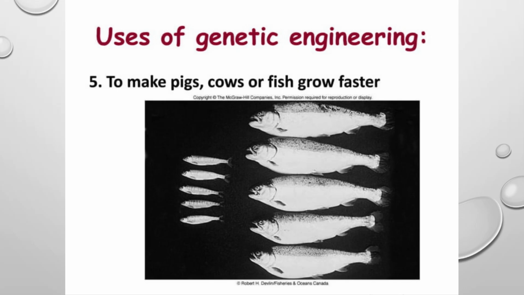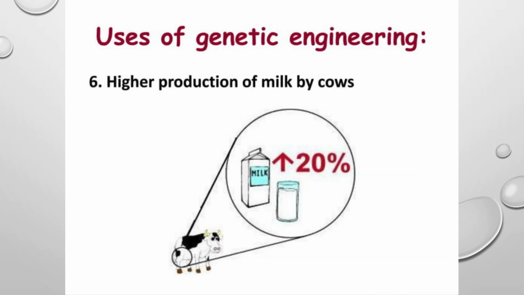Number five, to make pigs, cows, or fish grow faster. Another use of genetic engineering is to make animals grow faster. In simpler terms, scientists can change the genes of animals like pigs, cows, or fish so that they grow bigger and faster than normal. For example, in the picture, the larger fish were genetically modified to grow faster than the smaller or normal fish. This helps farmers produce more meat or fish in a shorter time, which can increase food supply.